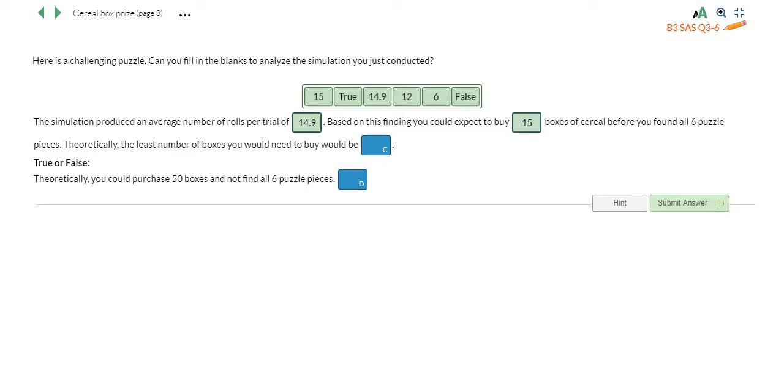Okay, number 5 says theoretically, the least number of boxes you would need to buy would be what? Theoretically, what is the least amount of boxes I could buy to have all 6 puzzle pieces? 6. There is a chance I could win the prize. Then true and false. Theoretically, you could purchase 50 boxes and not find all 6 puzzle pieces. True. Okay, so that was number 6.